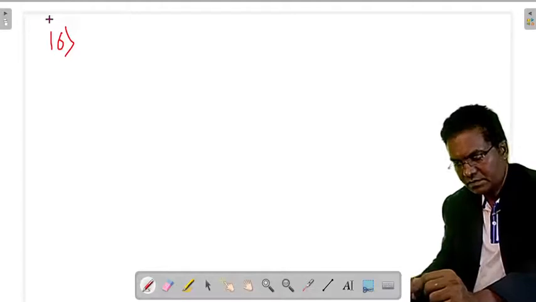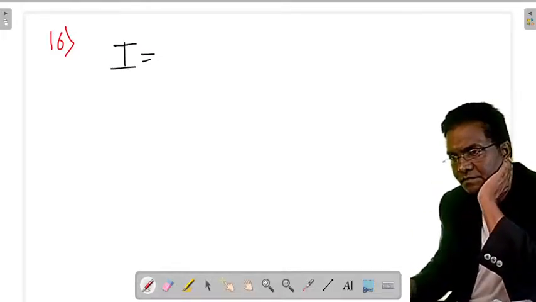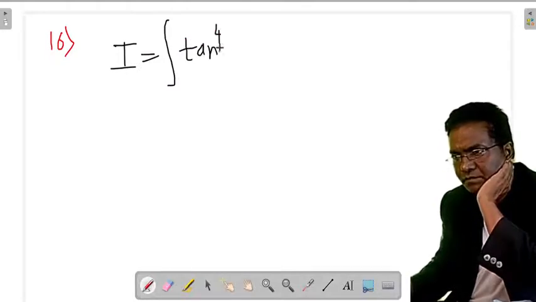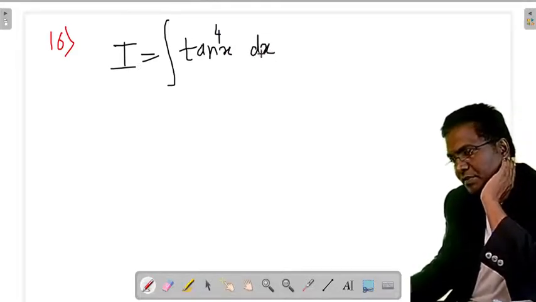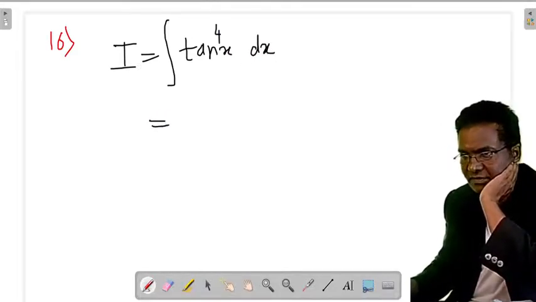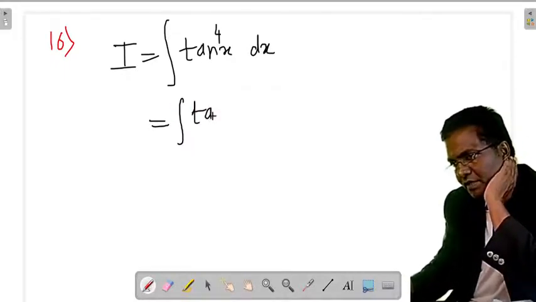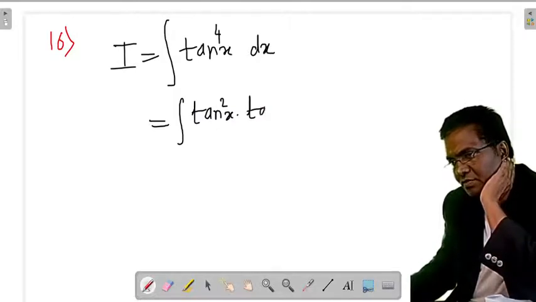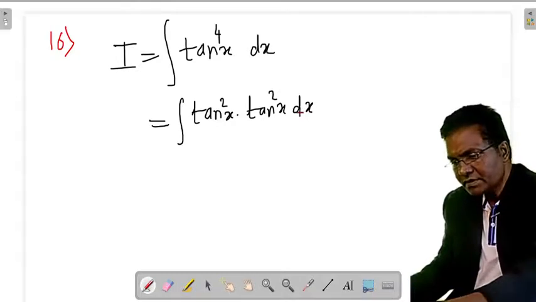Okay, you are asked to integrate tan power 4x with respect to x. Okay, so tan power 4 you can write tan square into tan square x dx.